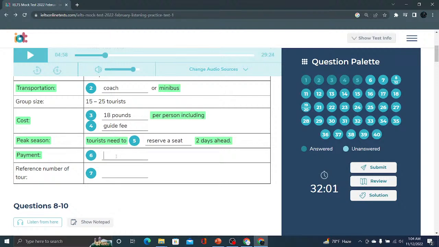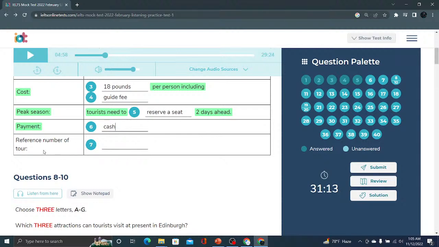Okay, they only accept payment in cash. So what do you think the answer would be? The answer would be cash. Again, if you don't get the answer, don't worry, you can rewatch this video, because this video will be kept on my YouTube channel. You can also pause this video right now and rewatch it, okay? Let's move on.